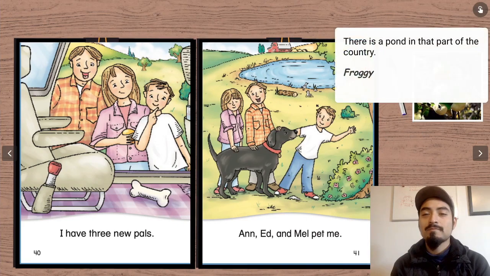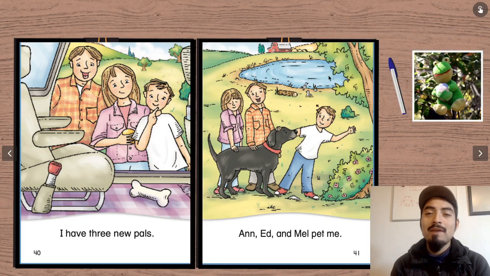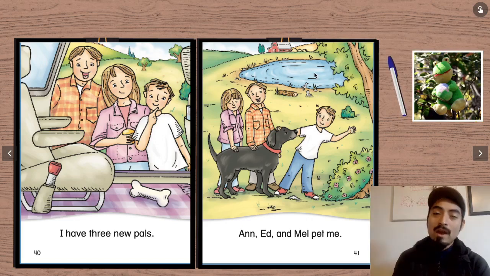Froggy says, there is a pond in that part of the country. He's right. Look at this. There is a pond over there. Now Tip can enjoy the nature in the country and the pond. That's great.